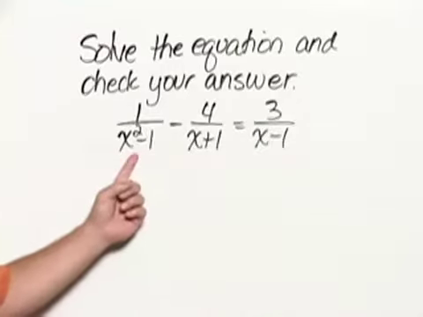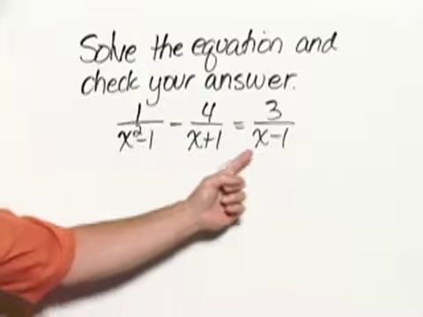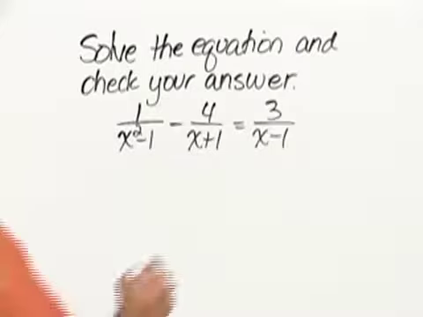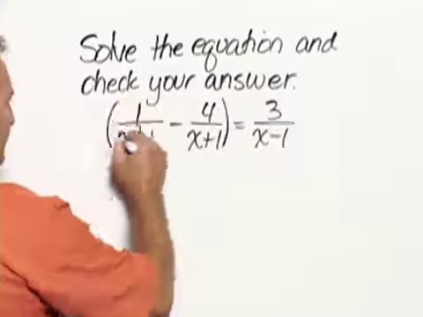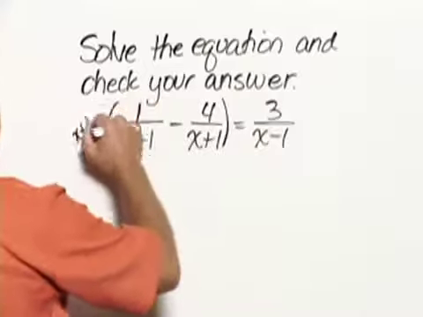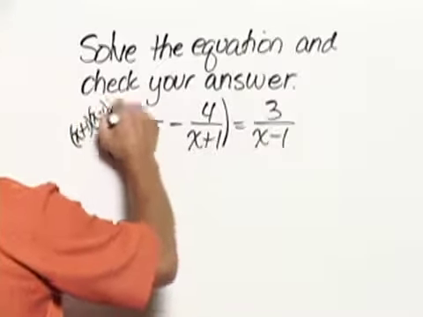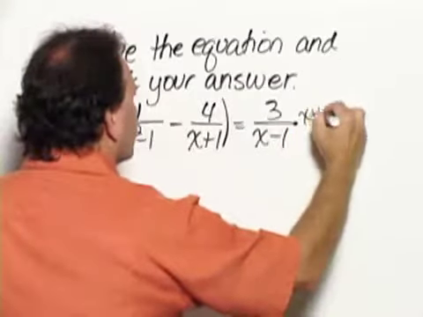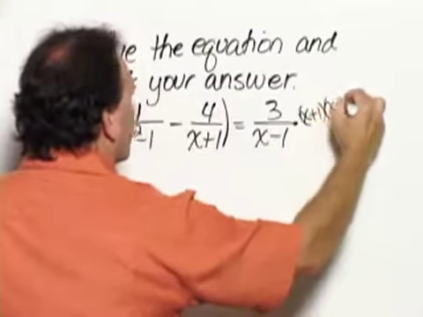X squared minus 1 factors as x plus 1 times x minus 1, and therefore the LCD is x plus 1 times x minus 1. So we're going to multiply both sides by x plus 1 times x minus 1. And over here times x plus 1 times x minus 1.